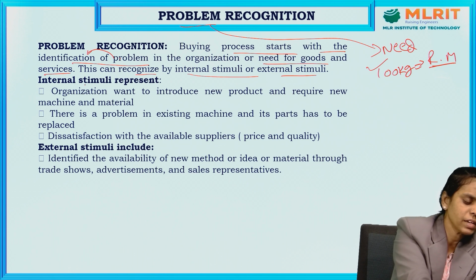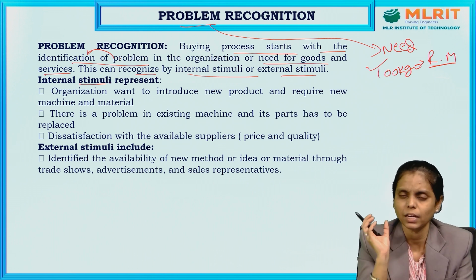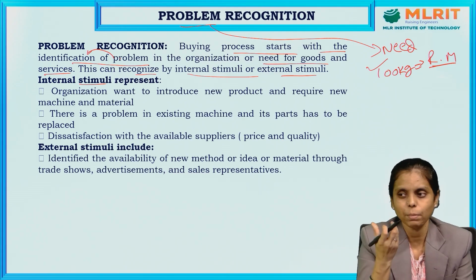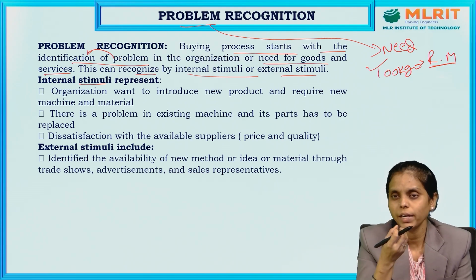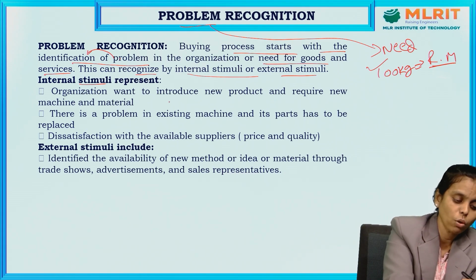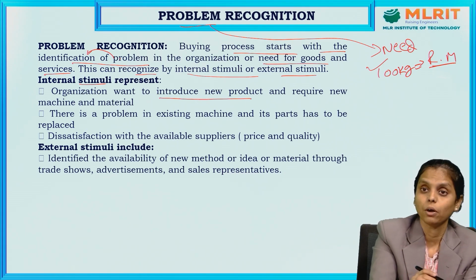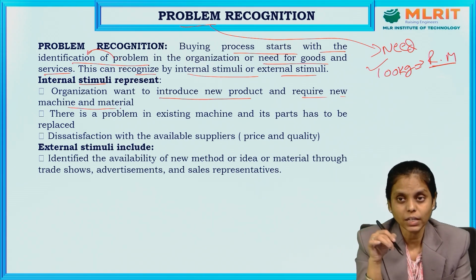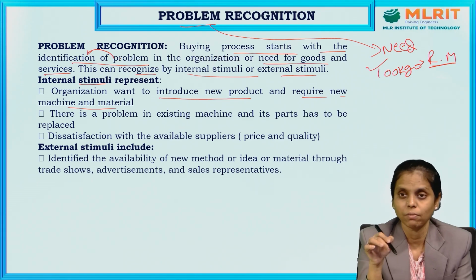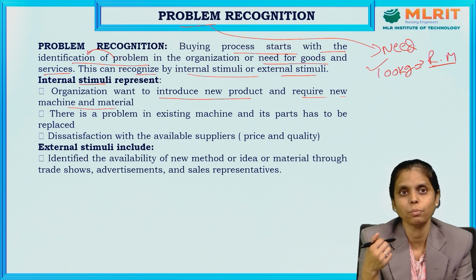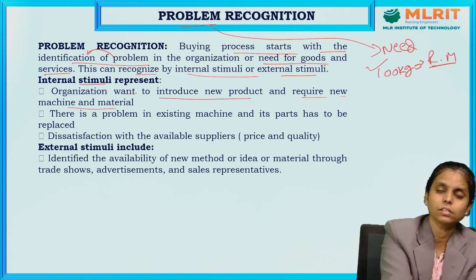Now, what is this internal stimuli? Stimuli are nothing but different elements that help us to identify. For example, if there is a smell coming, how do I identify it? Through the nose. That is a stimulus. Now, organizations may want to introduce a new product and require a new machine or material. What are the internal organizational changes that we have? For example, whenever a company is going to introduce a new product into the market, a new quality standardized material is required. That we consider under internal stimuli.